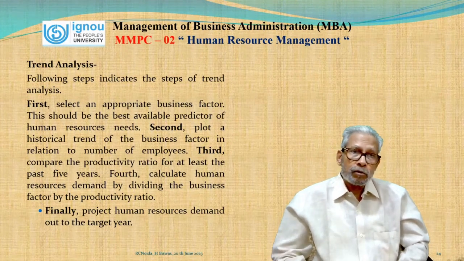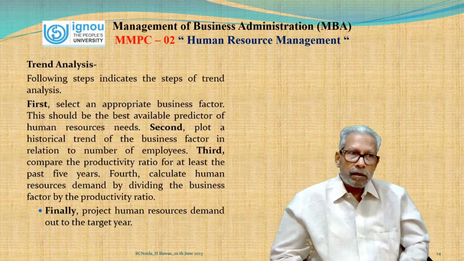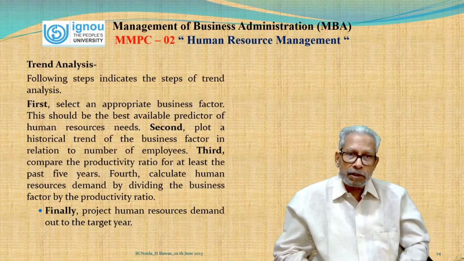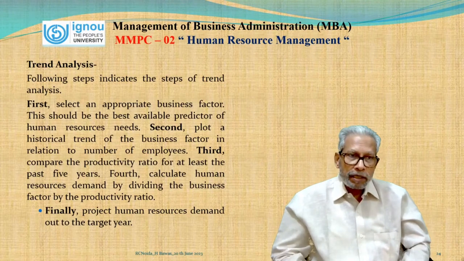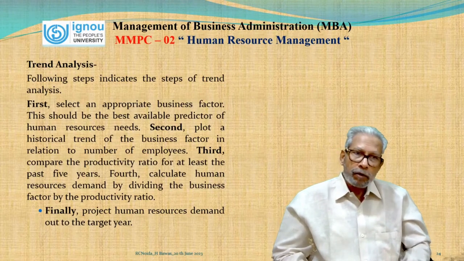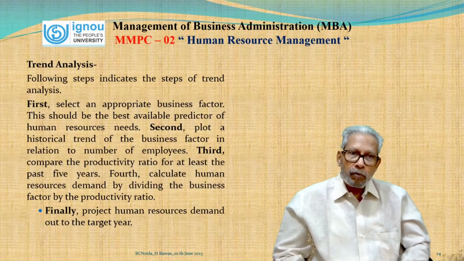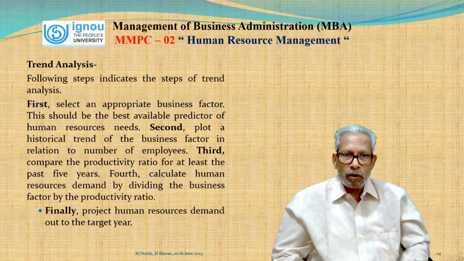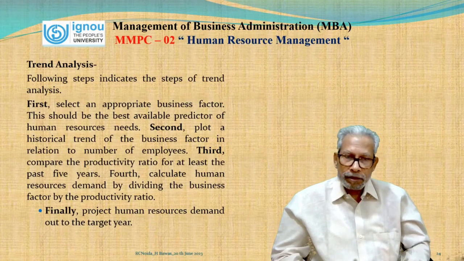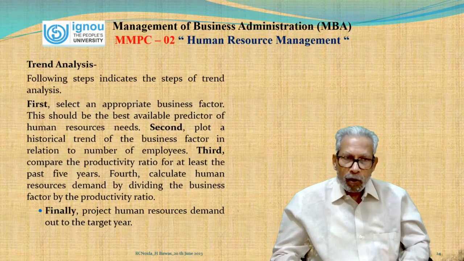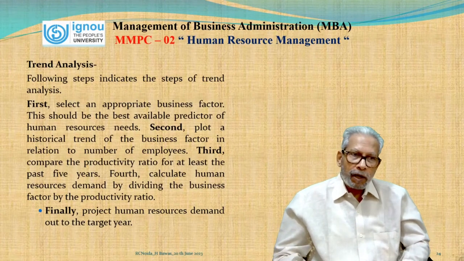There are a lot of steps in this. Select the appropriate business factors, then predict some of the things, and how much is needed for the resources. Second, plot a historical trend of the business, maybe for the first 5 years or last 10 years. You have to see how many employees there were, what trends are going on, and how many people came in and out, left, resigned or retired. So you have to plot a historical trend. Third, compare the productivity ratio for at least the past 5 years.